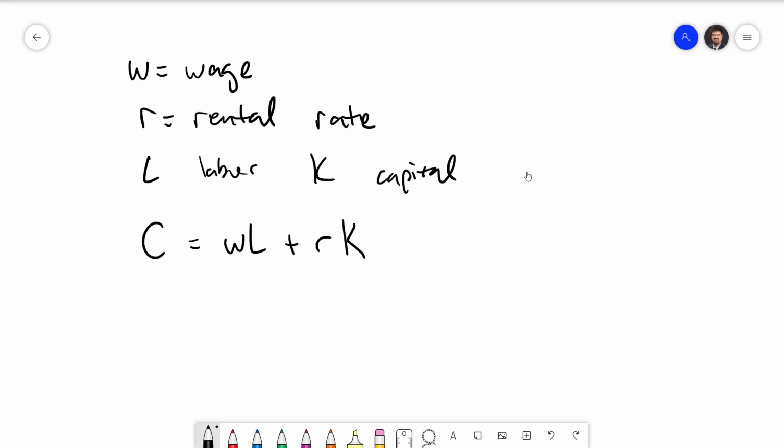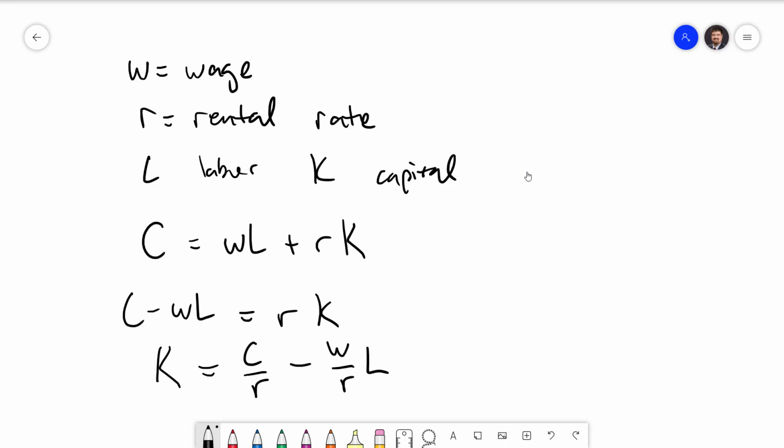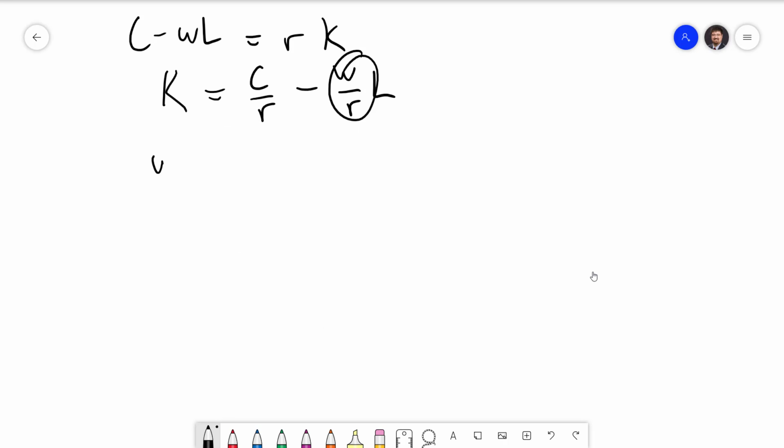For graphing purposes, it may be helpful to solve for K by subtracting WL from both sides and then dividing both sides by R, which is going to give us K equals C over R minus W over R times L. The interesting thing to point out here is the slope of the isocost, which is W over R. That is the ratio of the prices, the wage divided by the rental rate. Let's do an example. Let's suppose that W equals 2 and R equals 8. This means the isocost will have an equation C equals 2L plus 8K.